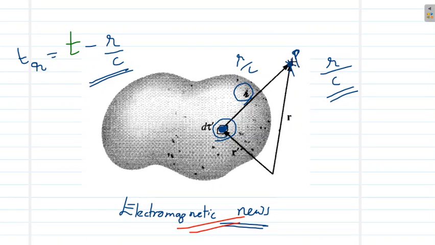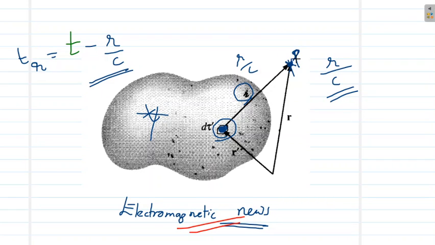For this point P, let me again make it clear in another way. If it is looking at a charge configuration, the charge configuration right now doesn't matter. The charge configuration a little time earlier is actually contributing to the potential at the point P.